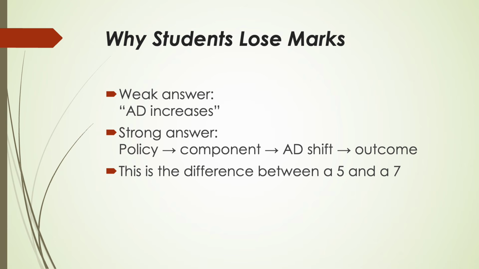This is the difference between a mid-level and a top-level answer. A weak answer just says, quote, "AD increases." A strong answer explains what policy changed, what component changed, how AD shifts, and what happens to output and prices. That's what moves you from a 5 to a 7.